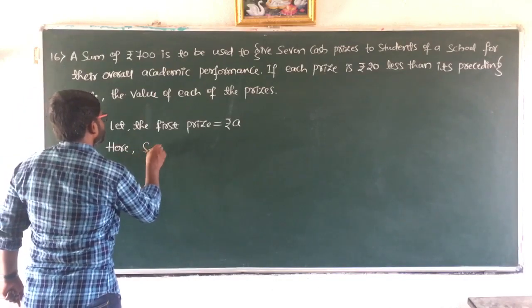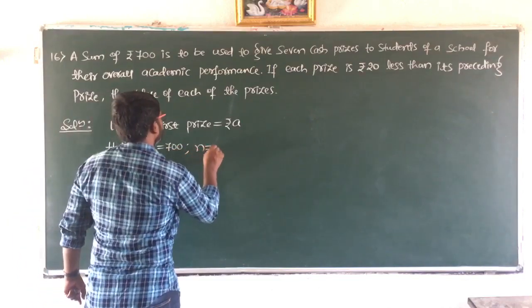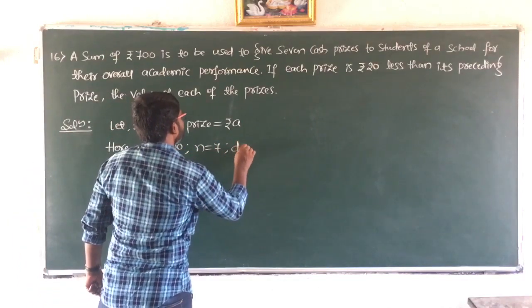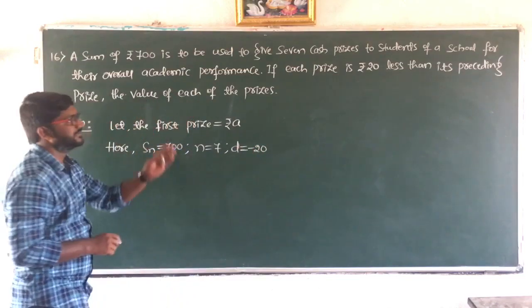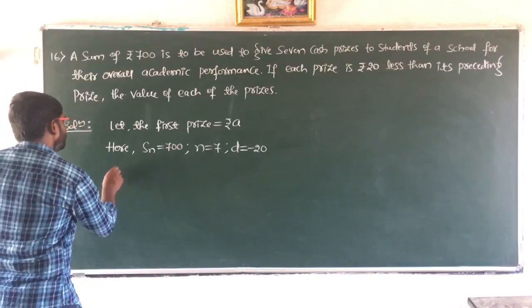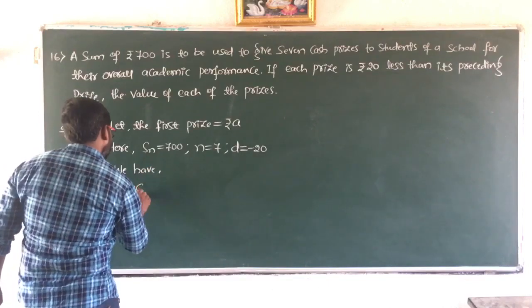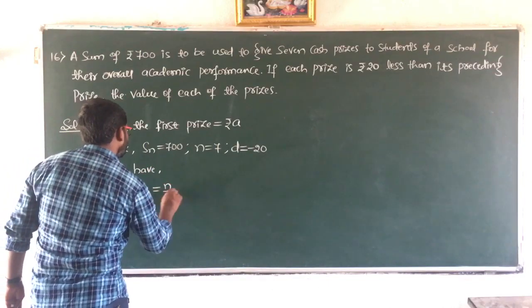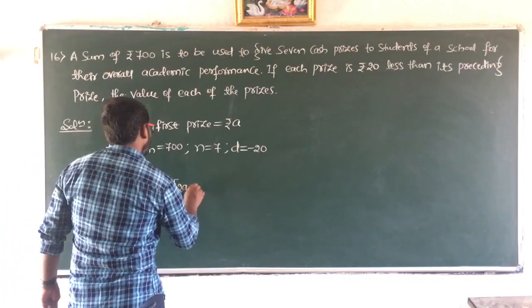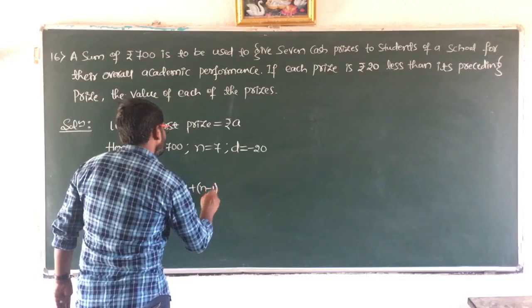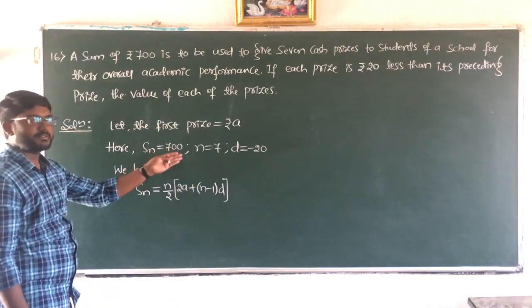Sn is equal to 700, and then n is equal to 7, and then d is equal to minus 20. The value of d is minus 20 because it is 20 less. So then we have Sn which is equal to n by 2 into 2a plus n minus 1 into d, but Sn is equal to 700.